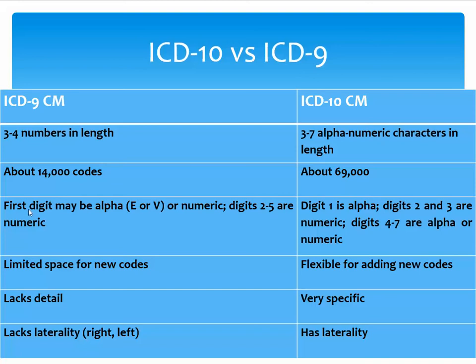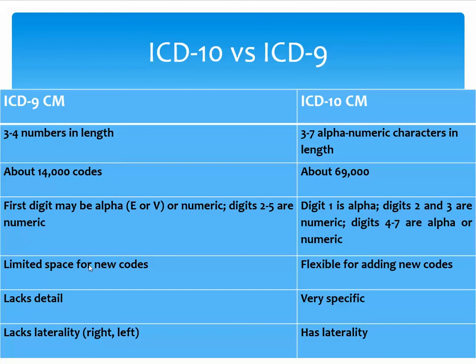The first digit within ICD-9 could have had the ability to be alpha, so E or V, or numeric. And for ICD-10, the first digit is alpha. Digits 2 and 3 are numeric, and 4 and 7 are alpha or numeric, reading from left to right.